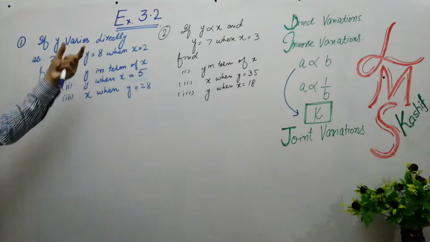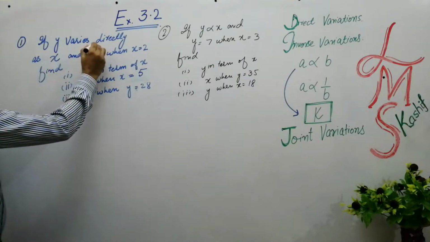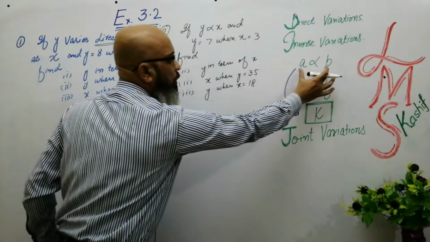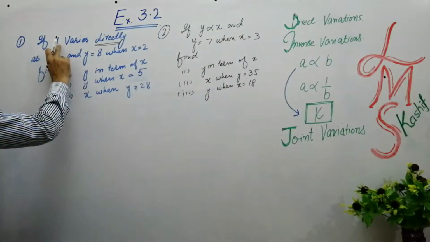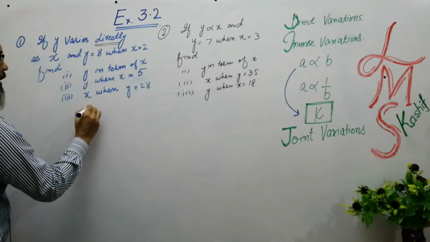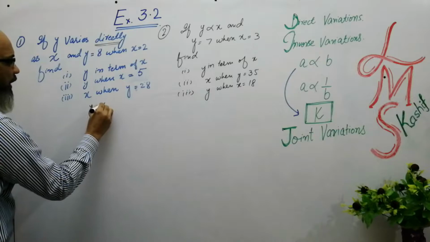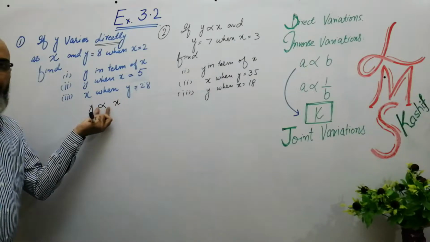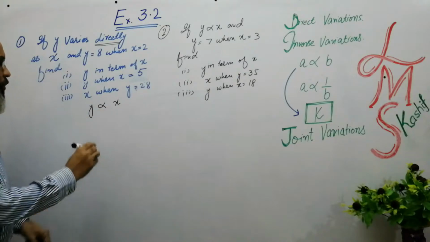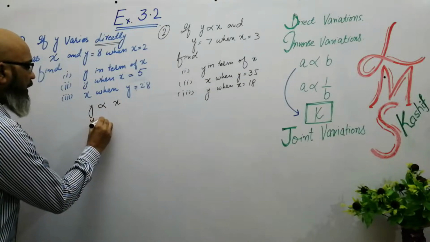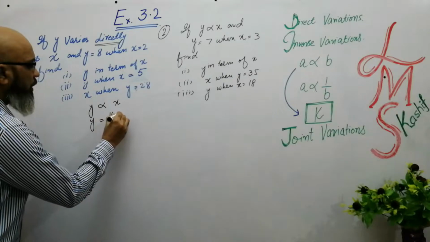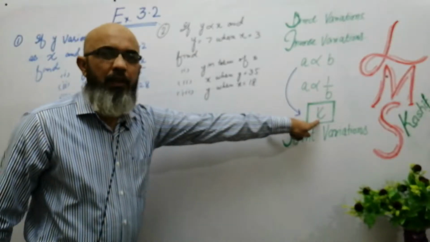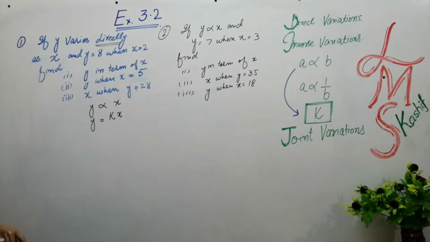Now this word is very important. If y varies directly, so simply we will write in simple form. What is written here? Y varies directly as x, means y is directly proportional to x. So when we remove this proportionality sign, we will write here a proportionality constant, and we use in this chapter y equals k x, where k is your proportionality constant, your constant of proportion.